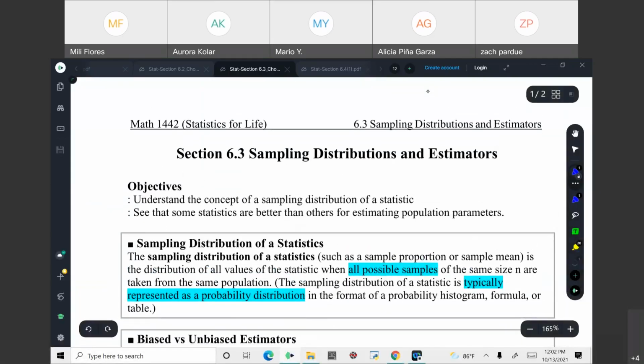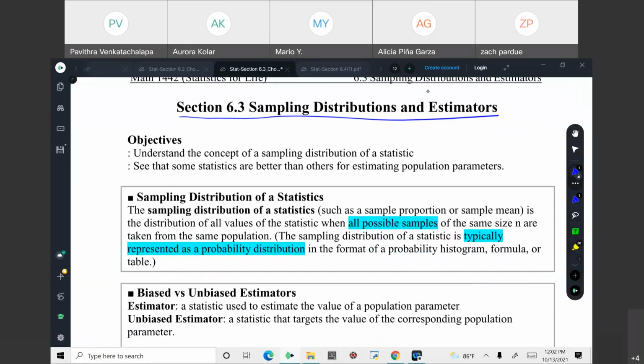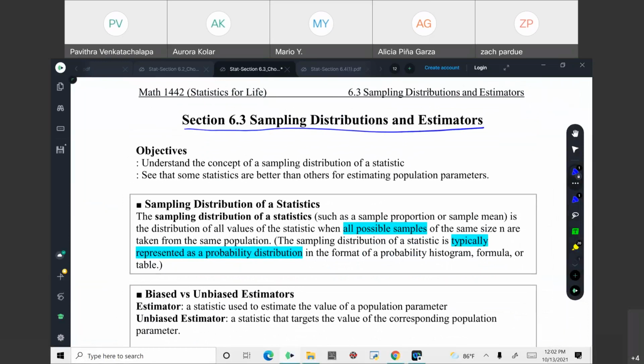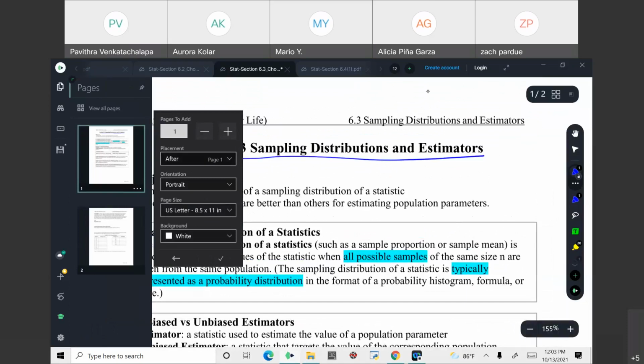Section 6.3 Sampling, Distribution and Estimator. Now, what is the sampling distribution? Now, I'll give you one example here.